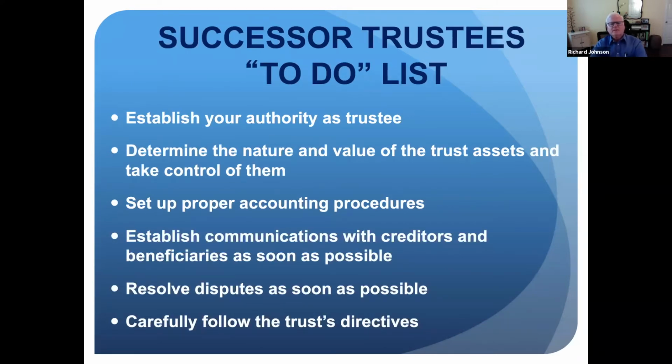So here are some to-do lists for successor trustees. Here are some things that we need to keep in mind that they need to do. This becomes a problem sometimes when we have several children who are the beneficiaries, and one of them is the trustee. You have to establish your authority as trustee. I know the siblings look at each other as equals. They don't think one child should have any more authority than the other, but one child is chosen as the trustee.